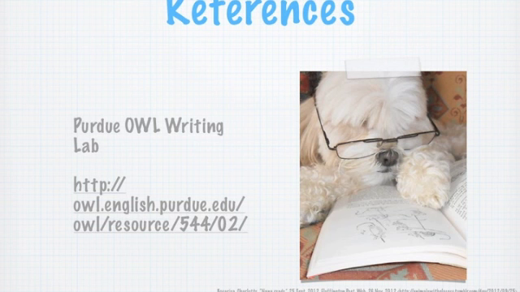If you have additional questions and possibly need some more resources, check out the Purdue OWL Writing Lab. They're great for help with MLA, outlining, and other writing sources.